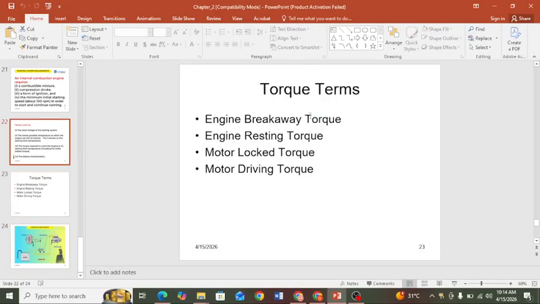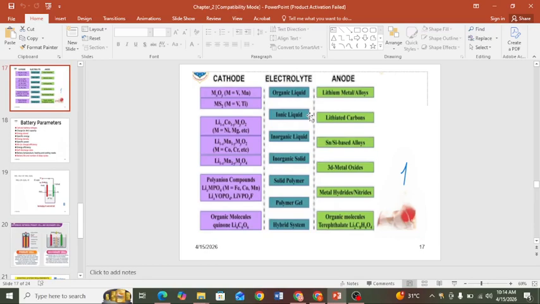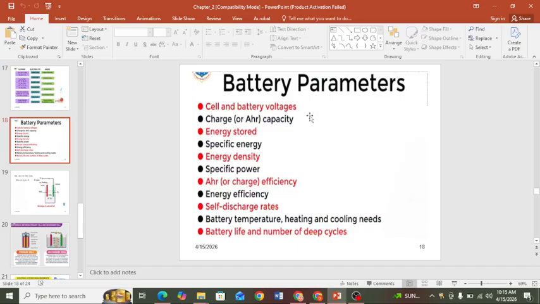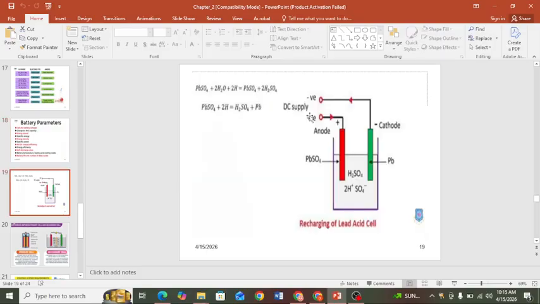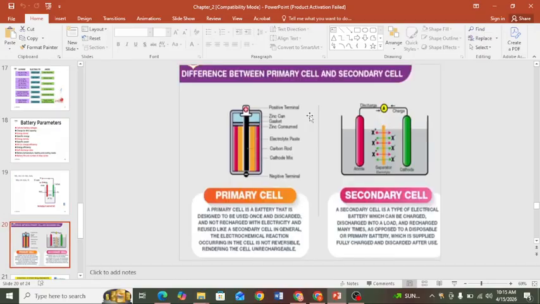Okay, so this is all about it. Today's lecture started with the important materials used in batteries, different types of galvanized batteries, lead acid batteries, and high voltage batteries. Then the parameters required for different batteries. Then the charging of lead acid batteries, then the difference between the primary cell, which is not reusable or rechargeable, and the secondary battery, which is reusable and rechargeable, and can be discharged into a load and recharged many times, as opposed to disposable batteries.